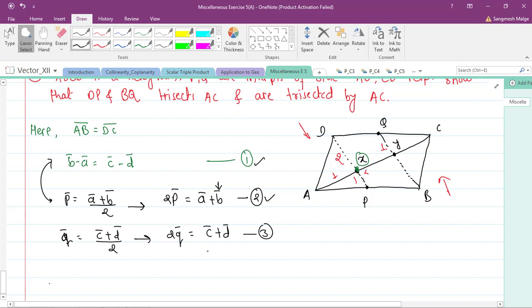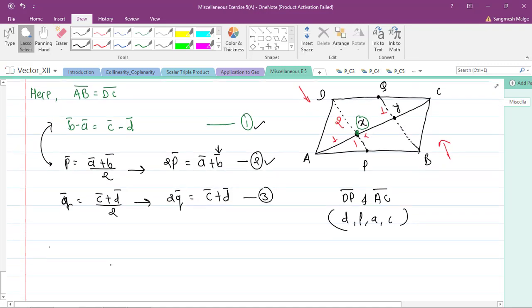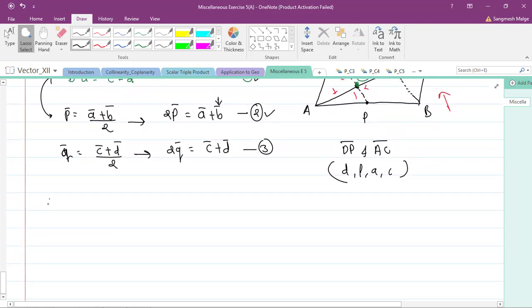Now what to do with these 3 equations? See here, at the first instance I am solving for this value X. That means I have only DP bar and AC bar. So all the position vectors I require are D, P, A and C. From the second equation, let's try to remove this B bar. How will we remove that? You just add equations 1 and 2.